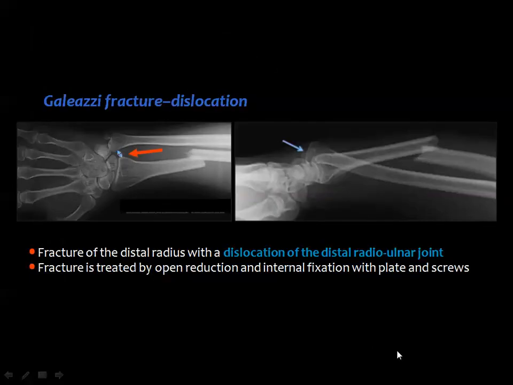Then we have two well-known fractures affecting the forearm bones, the Galeazzi fracture and the Monteggia one. Galeazzi fracture involves the radius and the distal radioulnar joint.